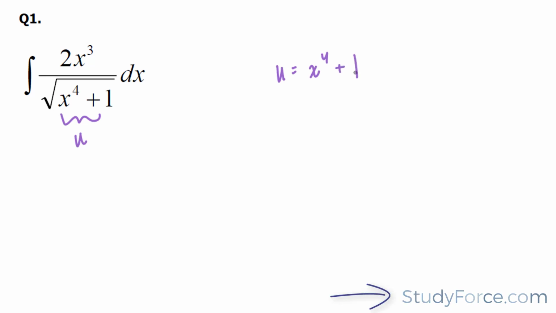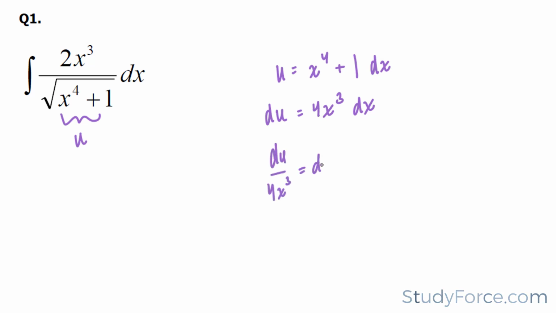What we have to do is differentiate both sides. So if I differentiate the left side, I end up with du. And don't forget the dx. And on the right side, you end up with 4x to the power of 3, and this goes to 0. The next thing that we'll do is isolate for dx. And the way we'll do that is we divide both sides by 4x to the power of 3, where we get du over 4x to the power of 3 is equal to dx.